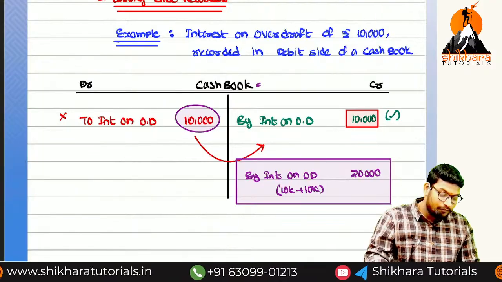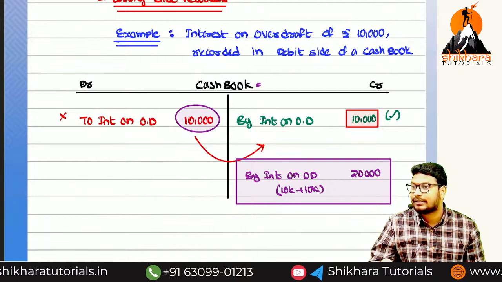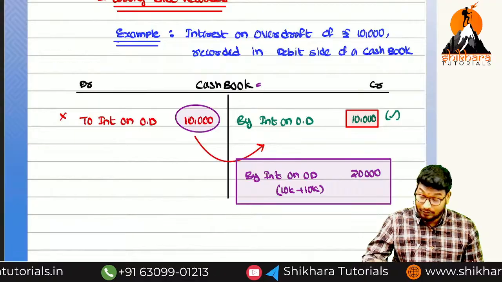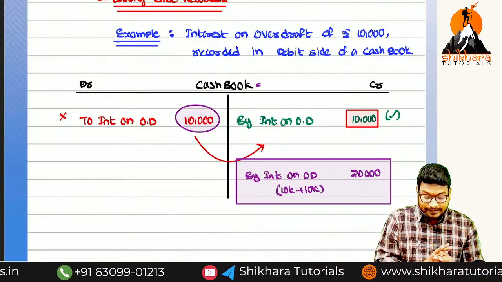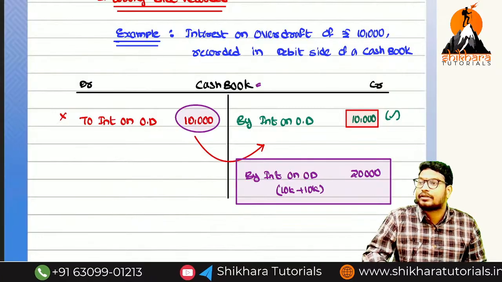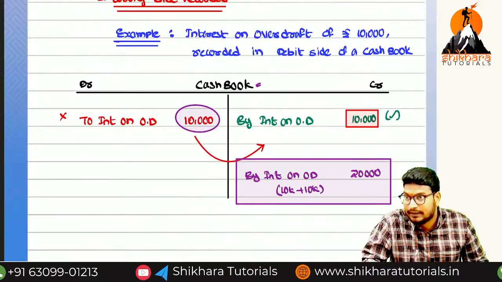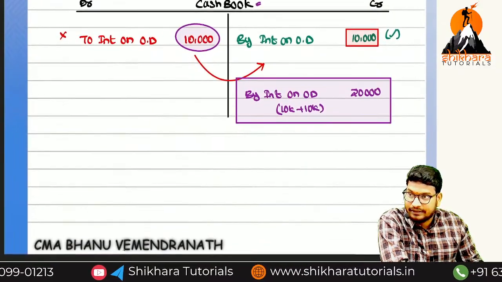Okay, guys, are you getting it or not? Or otherwise we need to write the correct one and the wrong one. We have to cancel the wrong journal entry and we have to write the correct journal entry. So the net effect we are going to get is interest on overdraft account debited to bank account. Guys, fine? Okay, so I am writing the rectification entry directly.